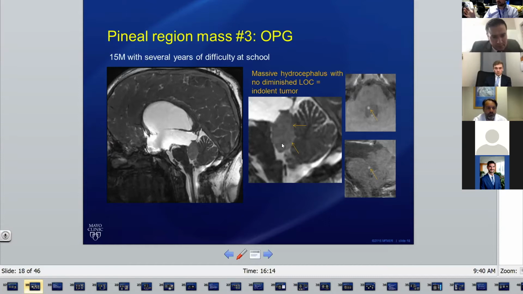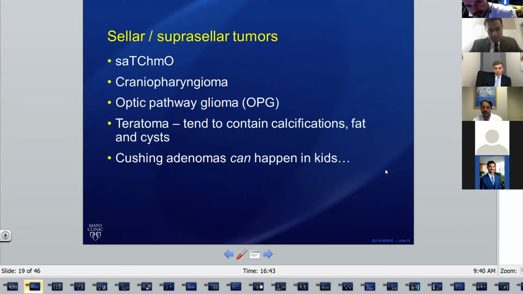In someone who is cognitively normal with no diminished level of consciousness and obstructive hydrocephalus, there's usually an indolent pathology underlying this. And sure enough, that's what this was. This was a grade 1 pilocytic astrocytoma that had very gradually caused obstructive hydrocephalus over many years. There's not much contrast enhancement, but consistent with other pilocytics that you see elsewhere in the brain, there's just a little whiff of contrast enhancement here. Nothing else to suggest a high-grade tumor. So we'll keep moving superiorly and forward.